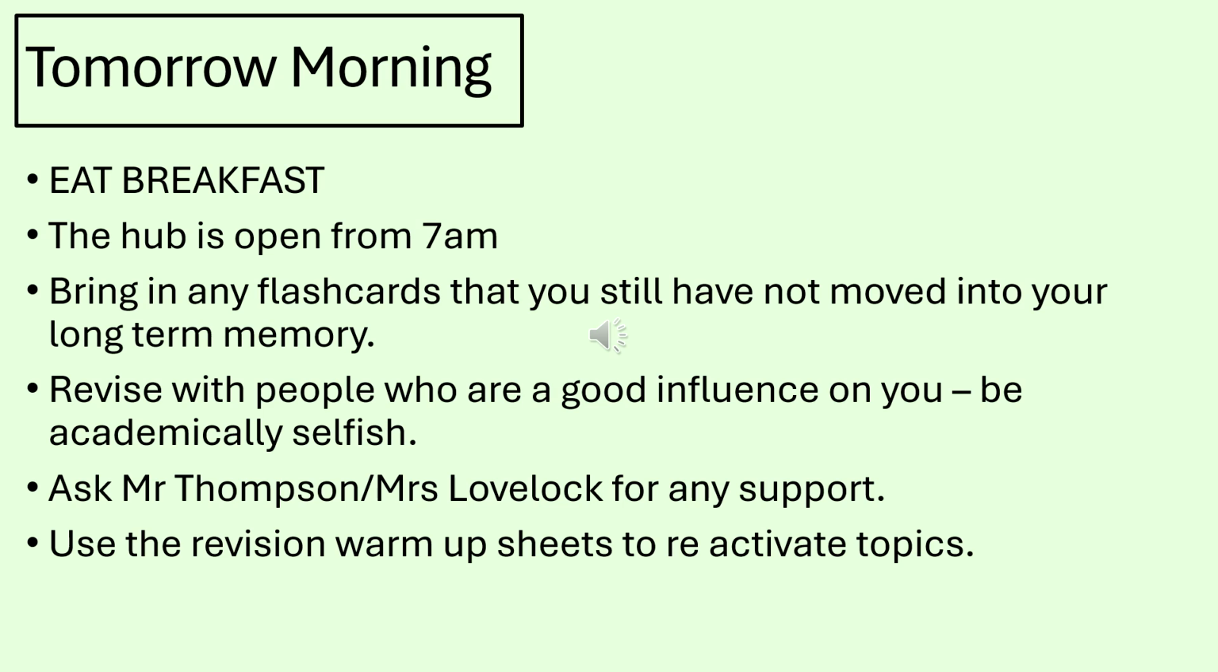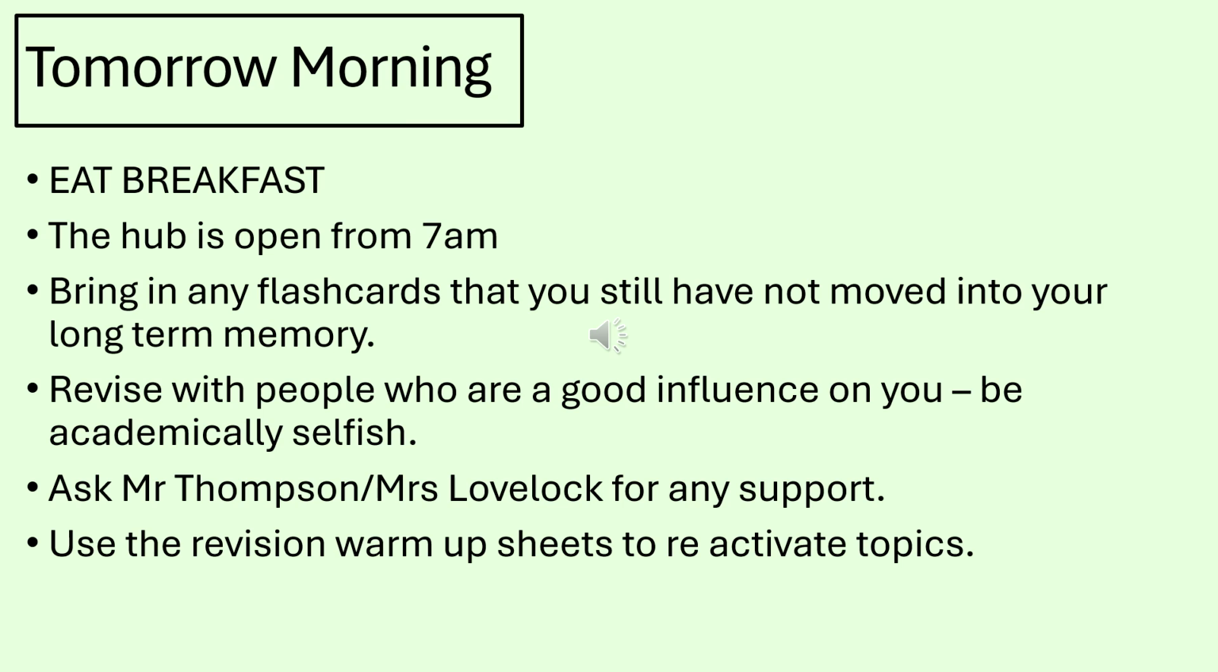So tomorrow morning, have a good breakfast because you can't sit exams on an empty stomach. So make sure you've got something. Don't want to hear your bellies rumbling during your exam. The hub is open from 7 a.m. So if you want to come in and do some revision, there'll be some resources there for you. Bring in any flashcards that you've still not mastered yet so we can have some revision in the morning.